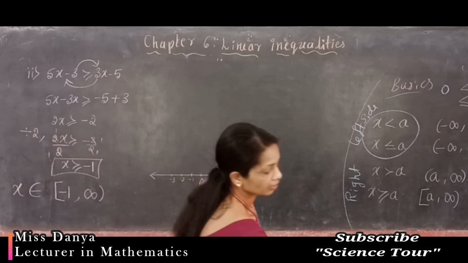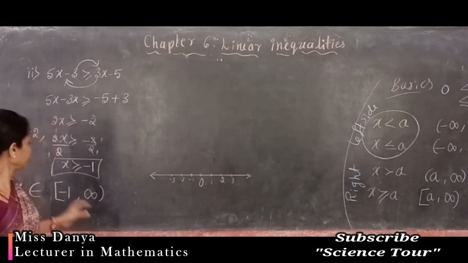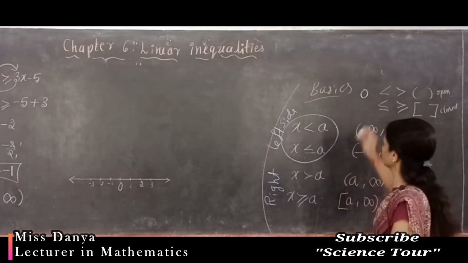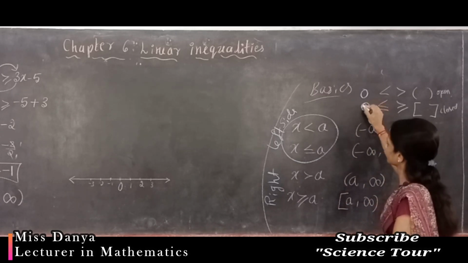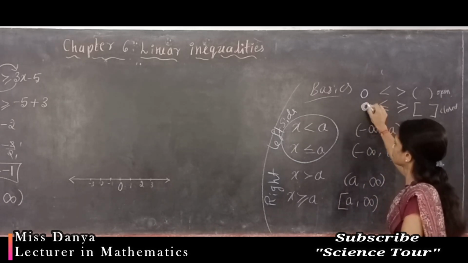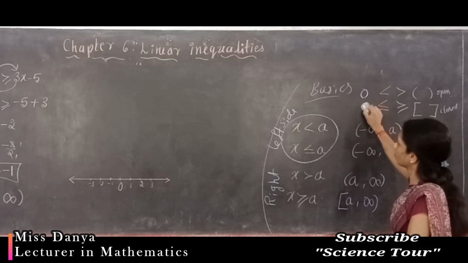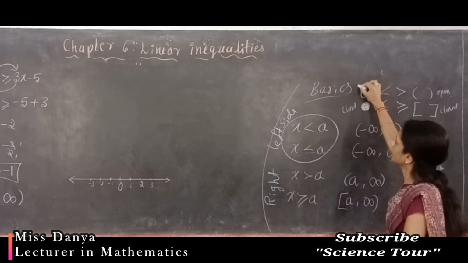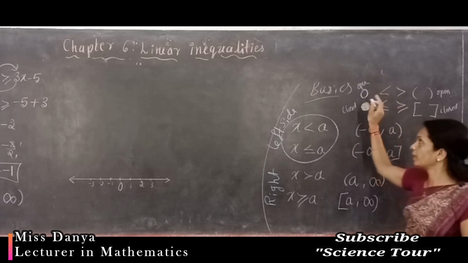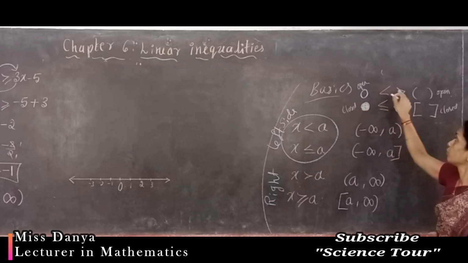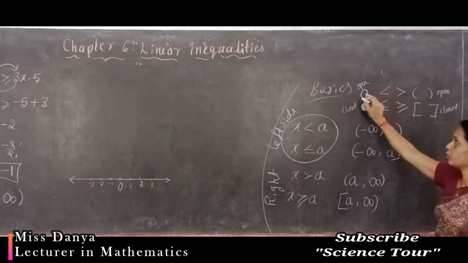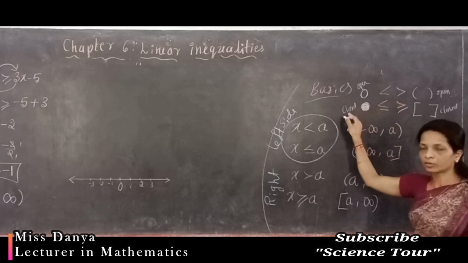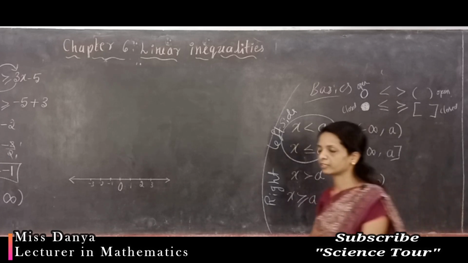At minus 1, you have to draw now a closed circle. Why? Because we got a slack inequality. If you get slack inequalities, you have to draw a closed circle. Closed circle means you have to draw a circle and you have to shade that circle. That is called a closed circle. Okay, this is called a closed circle, and this is called an open circle. If you get strict symbols, then you have to draw an open circle. If you get slack symbols like this, then you have to draw a closed circle at that number.